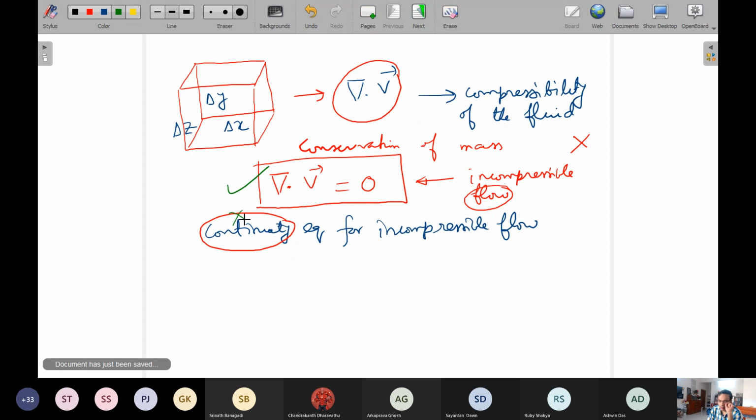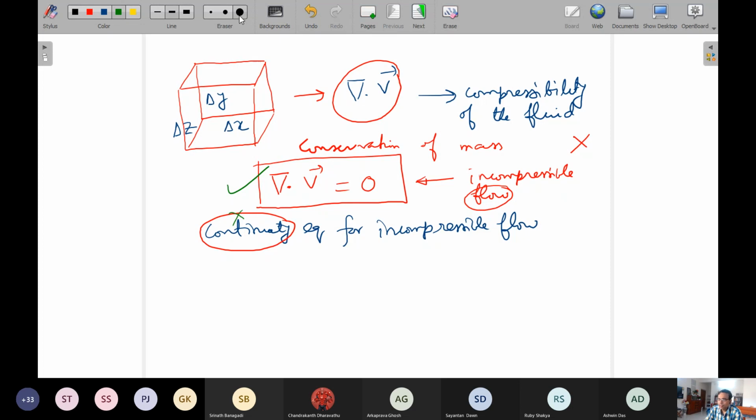So this is a very, very important subtle concept, because what normally happens is that all the students perceive this as a consequence of incompressibility applied to conservation of mass, rather than perceiving it as a kinematic constraint. So this is a very, very subtle conceptual thing that I wanted to highlight.